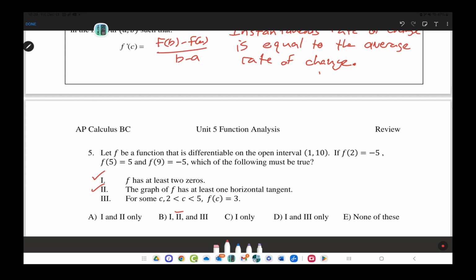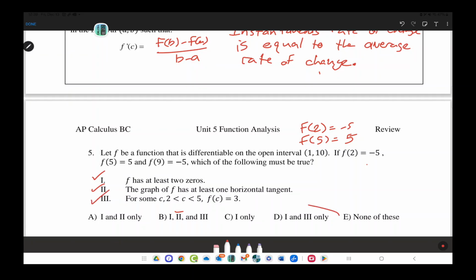All right, for some c between 2 and 5, f of c is equal to 3. Oh, it's not f prime of c, it's just f of c. So that is the IVT. Since f of 2 is equal to -5 and f of 5 is equal to 5, does 3 exist somewhere in between -5 and 5? Yes, so that is also true.